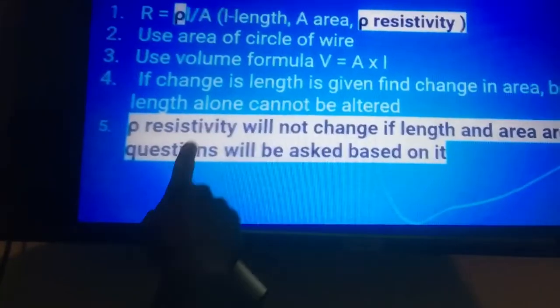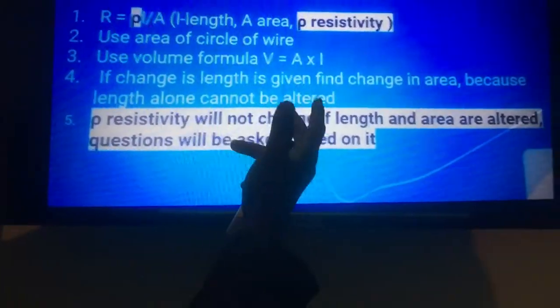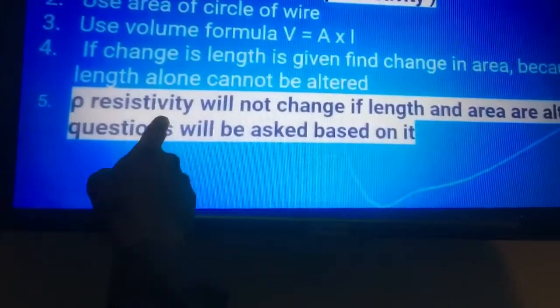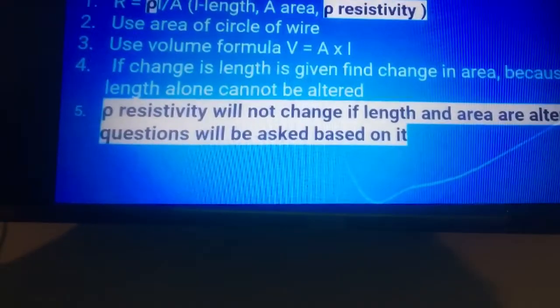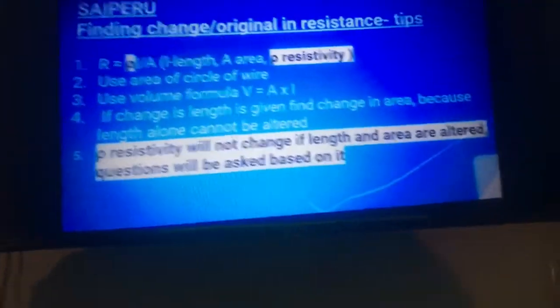The last point is that resistivity will not change. If the length and area are changing, resistivity will not change. It will change only when there is a change in temperature. Okay, so let's see a problem and we will work it out.